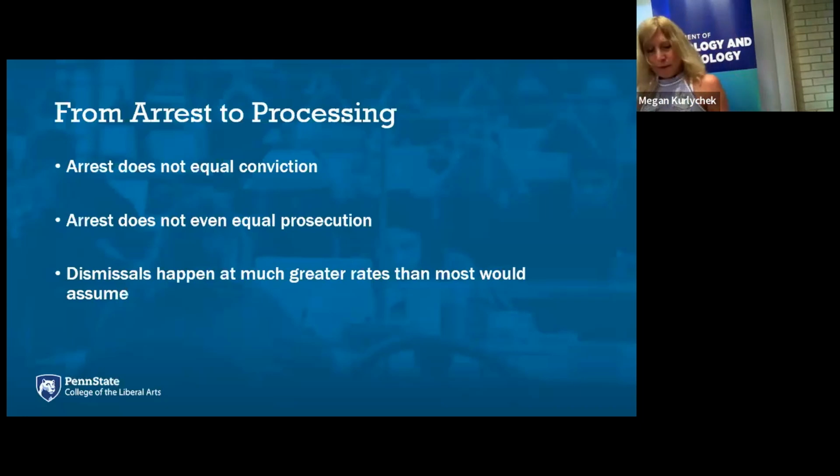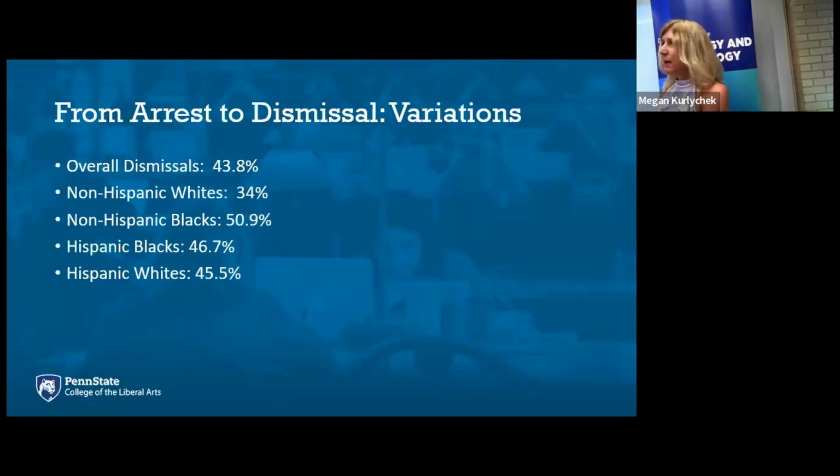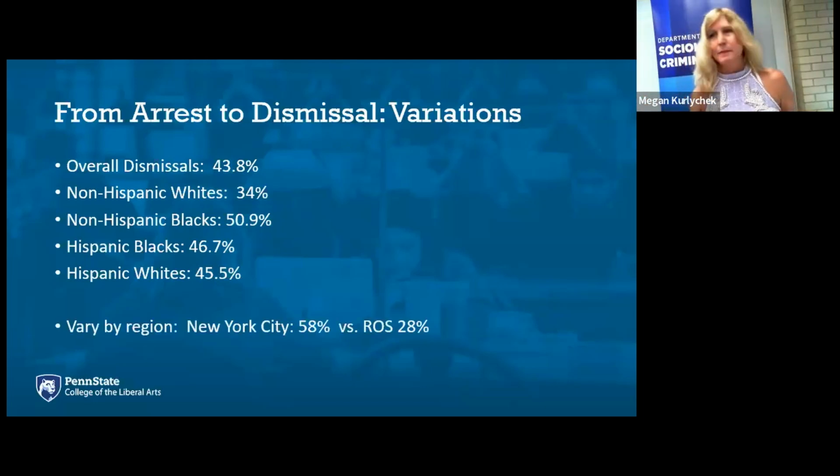Well, the first thing that happened for us was we said, wow, we have way more dismissals than we expected. Almost 44% of the arrests are getting dismissed in the state of New York. I don't know what it is in Pennsylvania, but that shocked me that it was that high. And you can see it's different by race and ethnicity. For non-Hispanic Blacks, it's over half of our sample that has their arrest dismissed. That's a lot of the sample that you lose when you start with a conviction. You lose a lot of that action that happened from arrest to arraignment, these other alternative dispositions that don't show up.